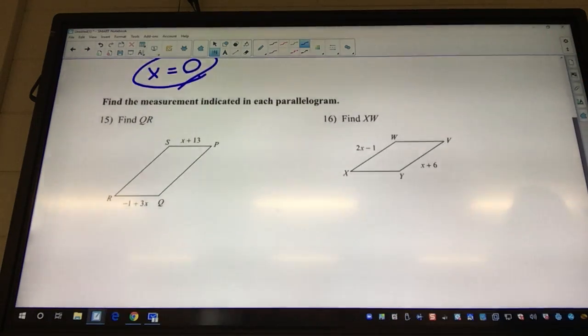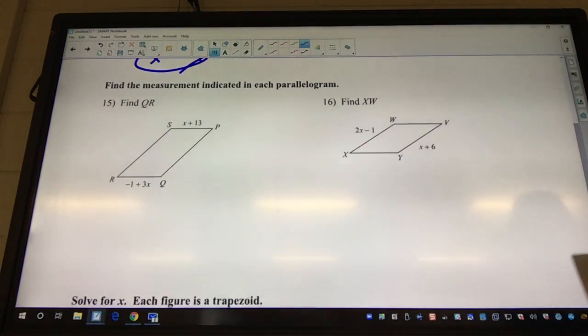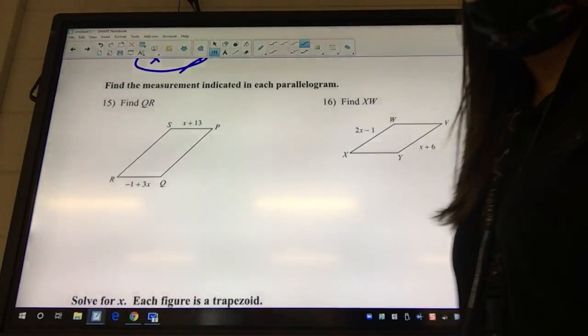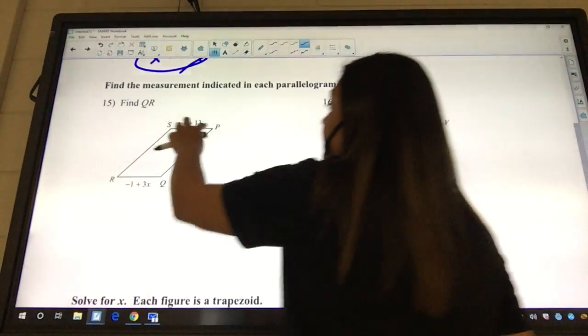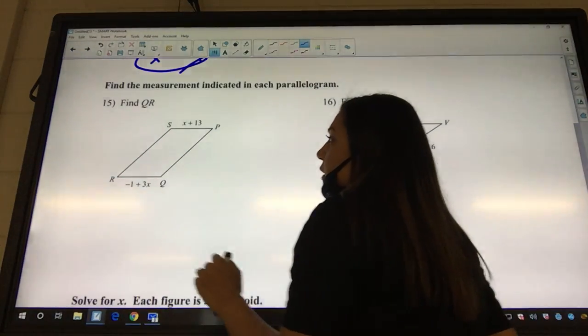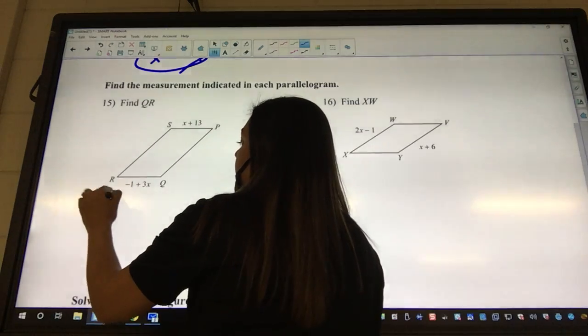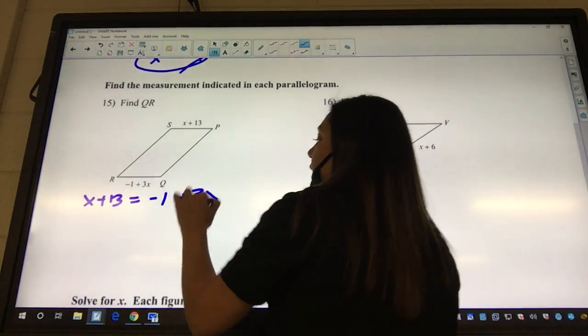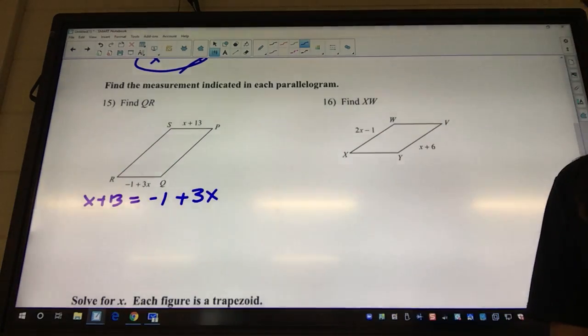Okay, 15. We're still doing parallelograms. What do you know about the sides? They're opposite. They are opposite, but what do we know about them? Opposites are equal to each other, okay? So, if this one is x plus 13, then we know that this one should be x plus 13, so we're going to solve. So we got x plus 13 equals minus 1 plus 3x.